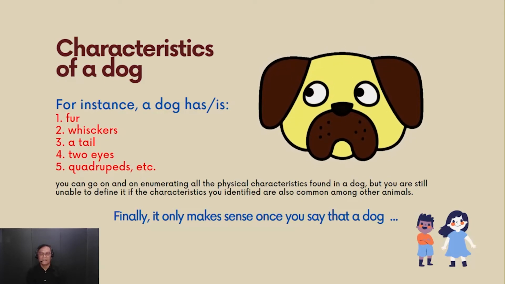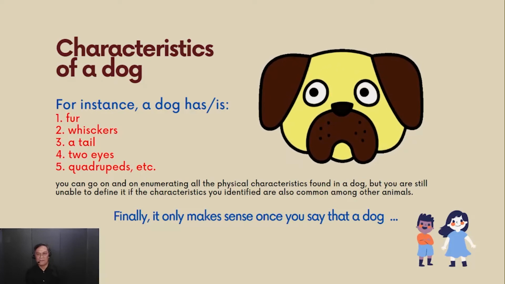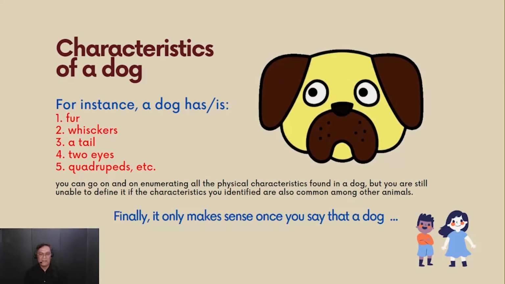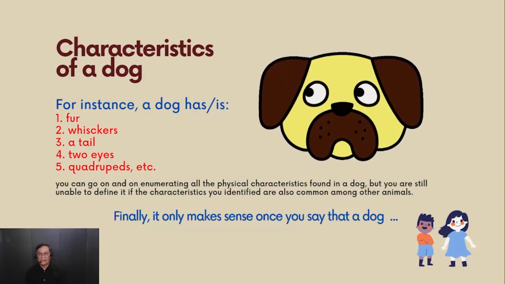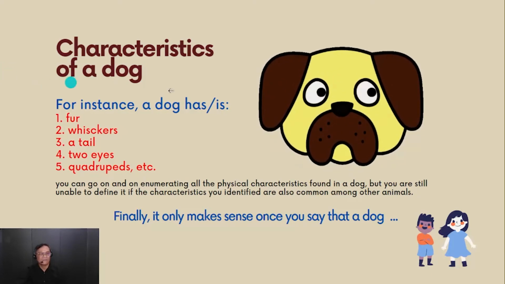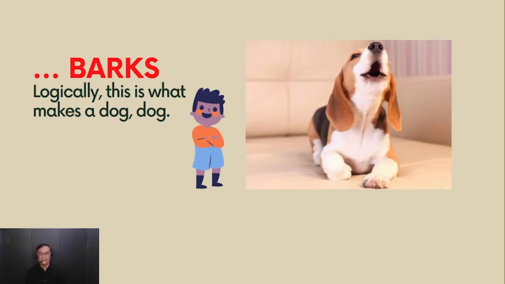Okay. So we allow Philo to still remain in front of us, thinking, organizing his thoughts, and then finally it only makes sense to us and to all of us. So when Philo finally said, and let's see it, that the dog barks, then I think that is the totality. I mean, Philo is able now to define what a dog is, because logically speaking, that is what makes a dog a dog. No?